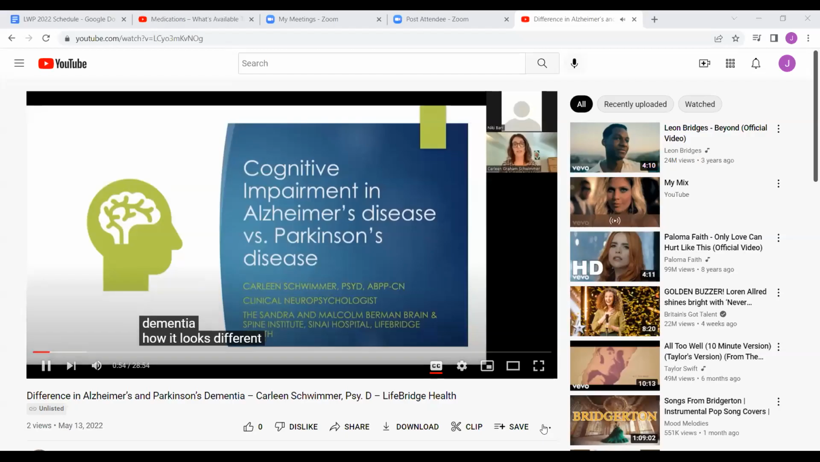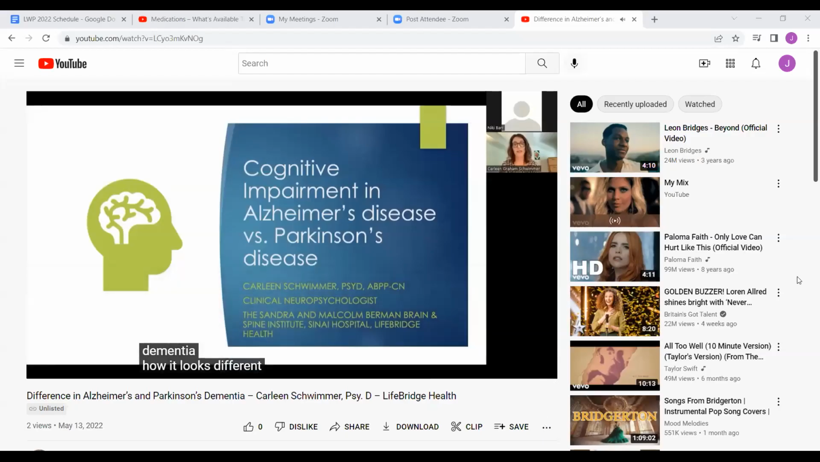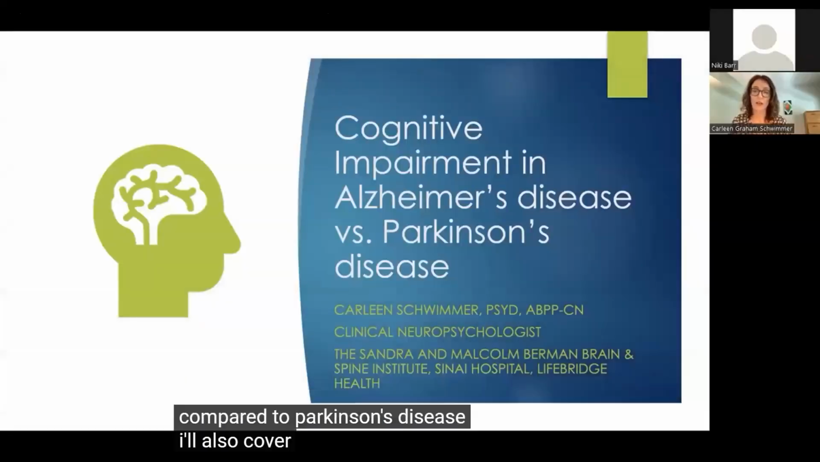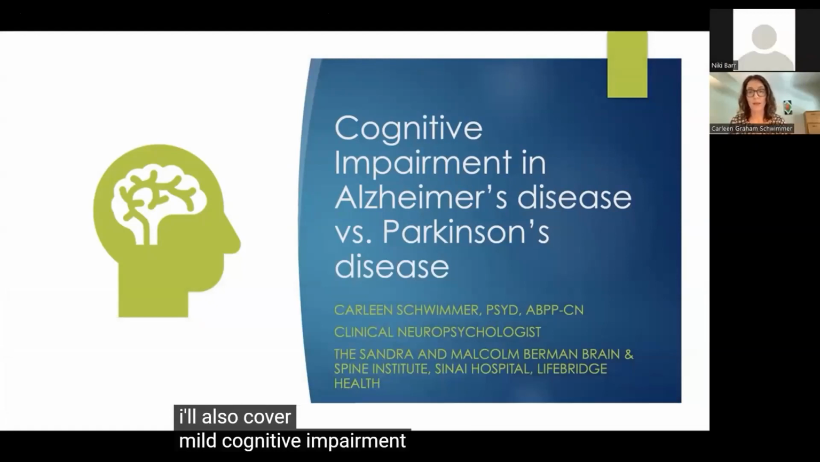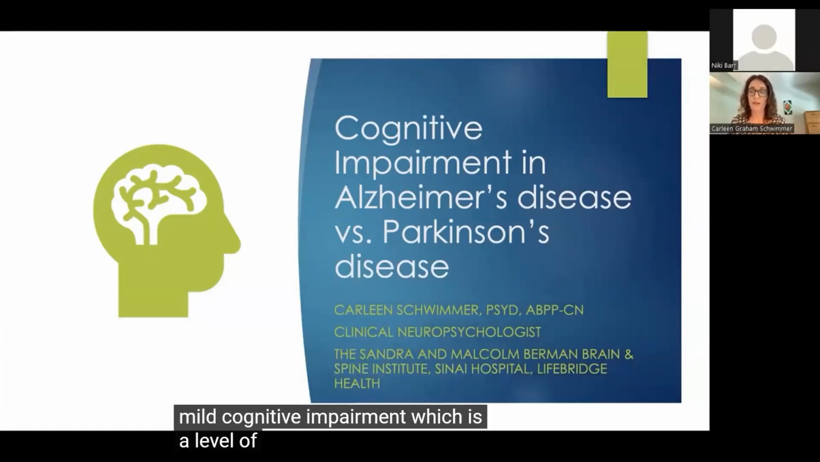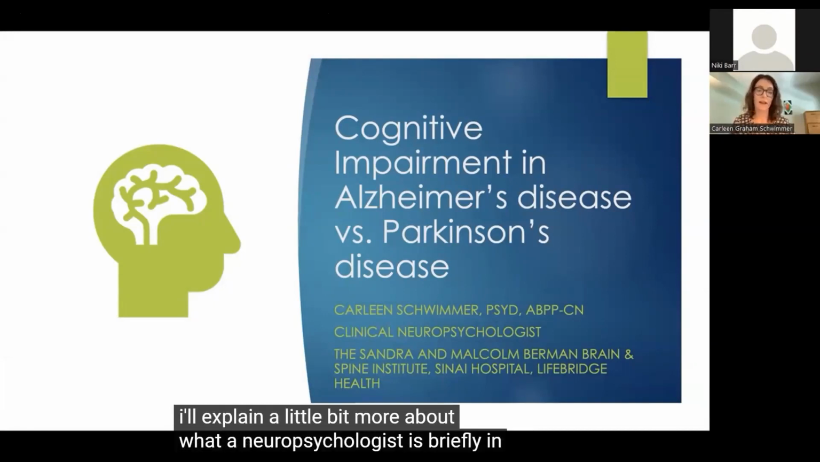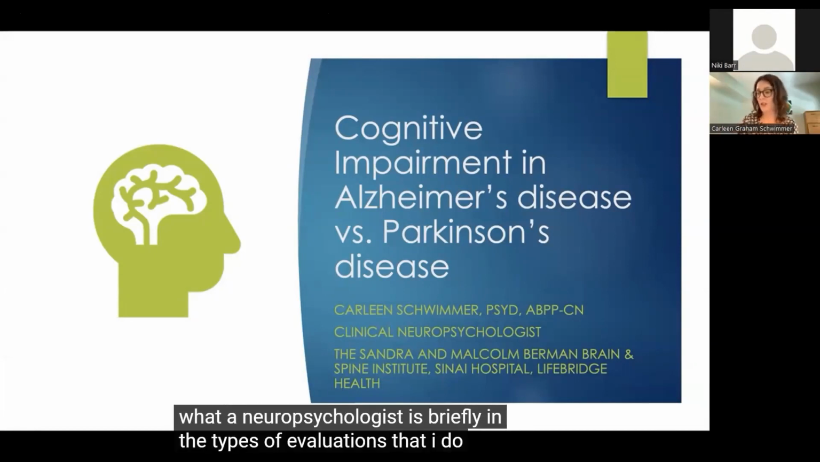how it looks different in someone with Alzheimer's disease compared to Parkinson's disease. I'll also cover mild cognitive impairment, which is a level of cognitive impairment below the level of dementia. And I'll talk finally at the end, I'll explain a little bit more about what a neuropsychologist is briefly and the types of evaluations that I do.